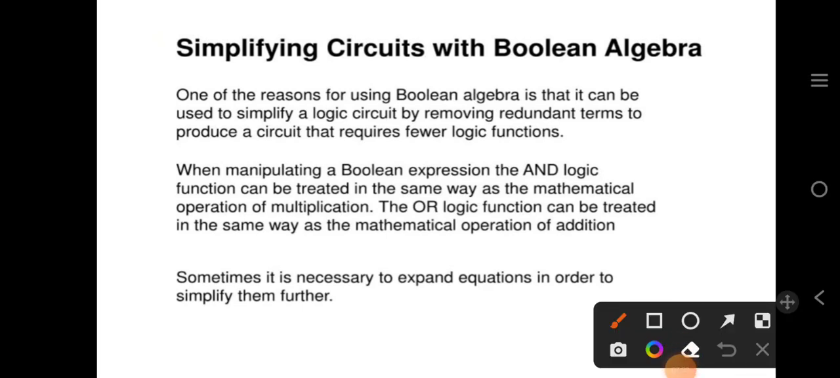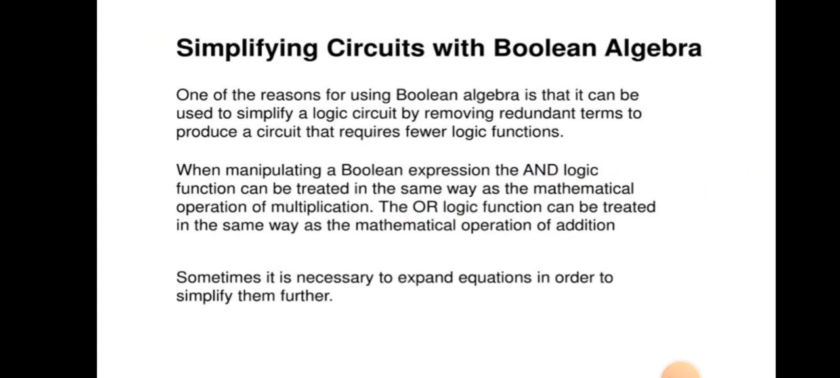Okay, so when we studied the AND gate and OR gate, I explained that for the AND gate we use a dot, and this dot is similar to multiplication. And for the OR logic function we use the plus sign, and this is nothing but addition. Sometimes it is necessary to expand equations in order to simplify them further. So many times when we want to reduce an equation, we have to solve it, but before solving there is a need to expand the equation.